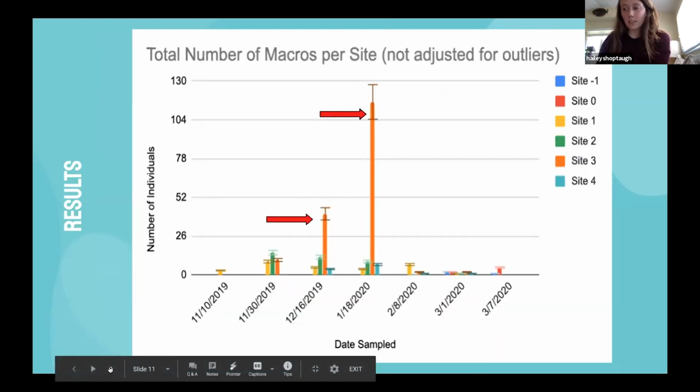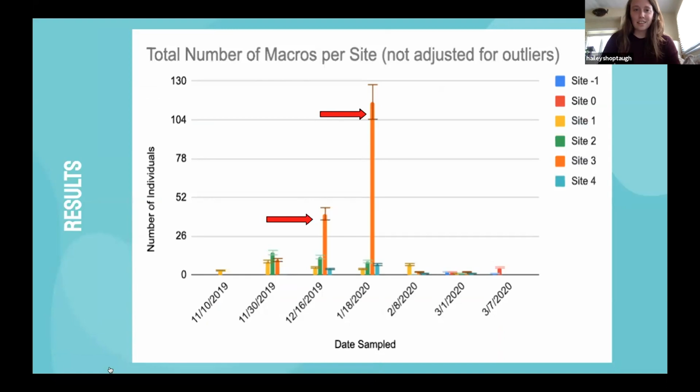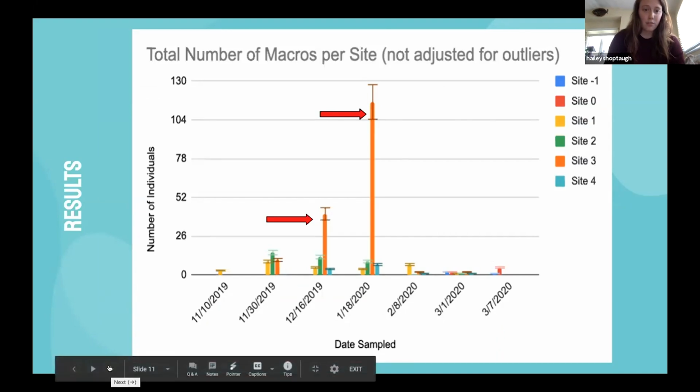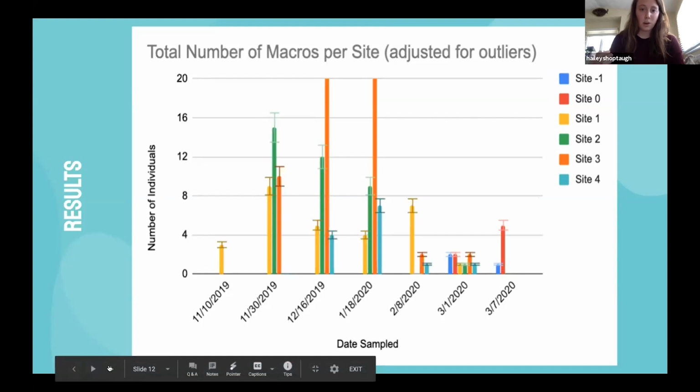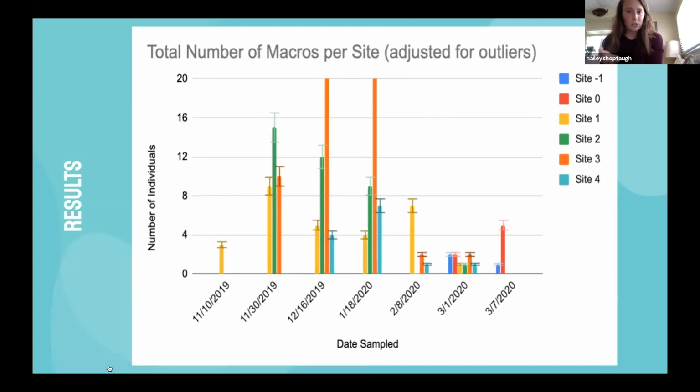And so this is what that looked like. As you can see, I have 2 pretty major outliers indicated by these big red arrows. Most of the sites were maxing out around 10 to 15 macroinvertebrate individuals per site. And then site 3, which is the big orange bar, is seeing up to 116. So I had to adjust my graph for outliers so you can actually see what I saw, which is here.